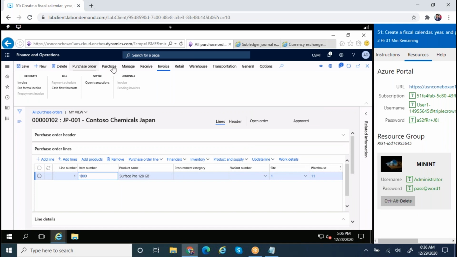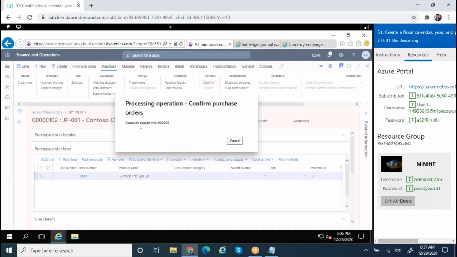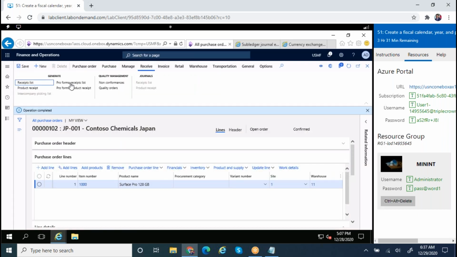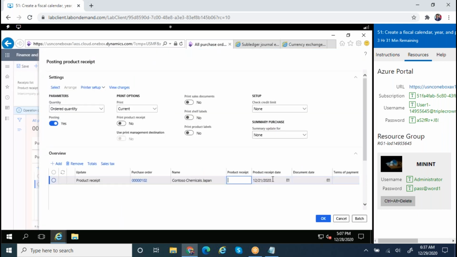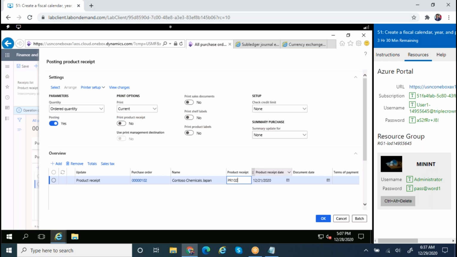Fine. Now what I'm doing, I'm confirming the purchase order. I'm doing product receipt. Now the product receipt date is updating with the 21st December. So 21st December means the exchange rate is this one. I'm doing product receipt.